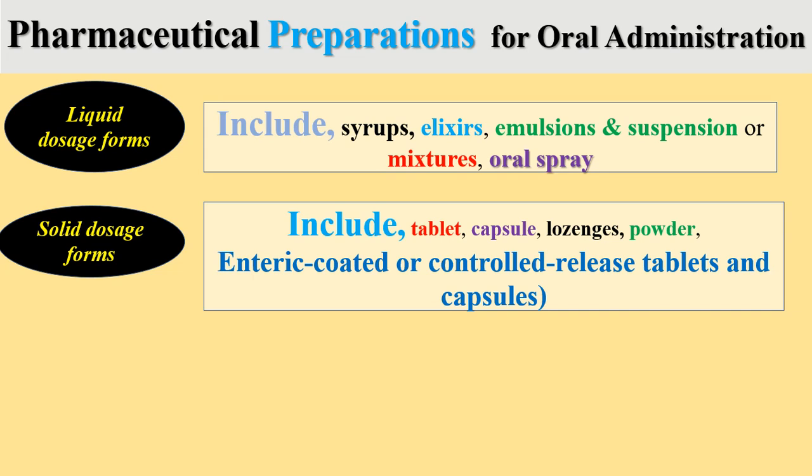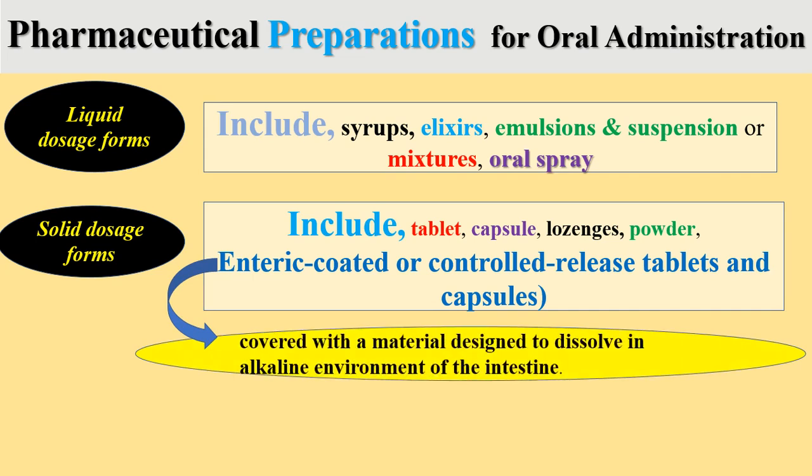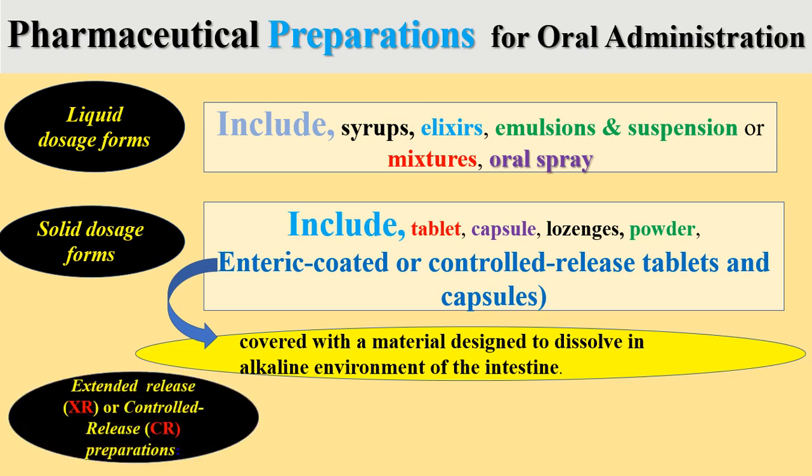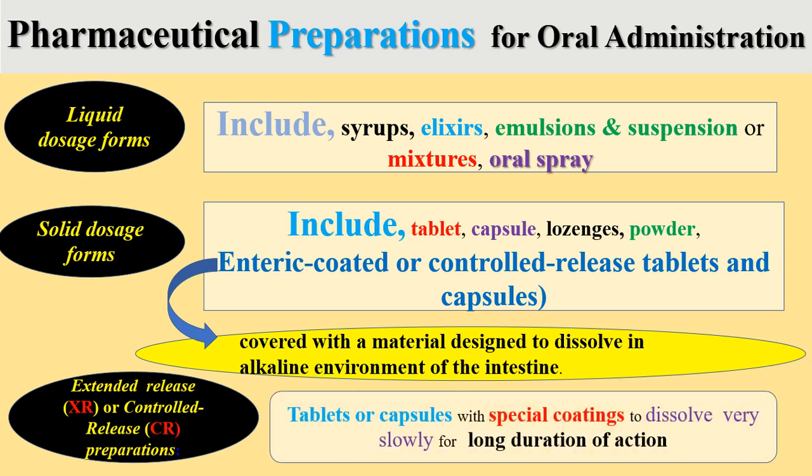And we mention here that these drugs are covered with a material designed to dissolve in the alkaline environment of the intestine, because when we give it orally, the drug reaches the intestinal tract. This is the same as what we spoke about, enteric coated or controlled release tablet. It is very important that this tablet will remain more time in the blood plasma, because it is absorbed or dissolved very slowly.